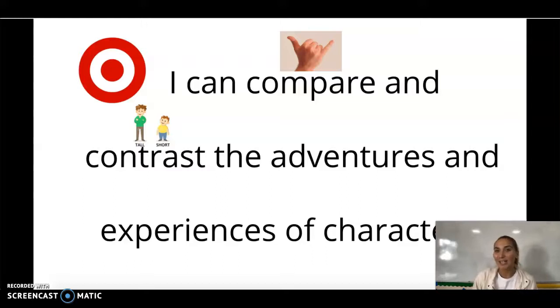Today our target reading skill is I can compare and contrast the adventures and experiences of characters. Now boys and girls, when we compare and contrast two things, we tell how they are the same and how they are different. Also, we see another million-dollar word here, boys and girls, and that is characters. What are characters? The characters are the people and the animals in your story.